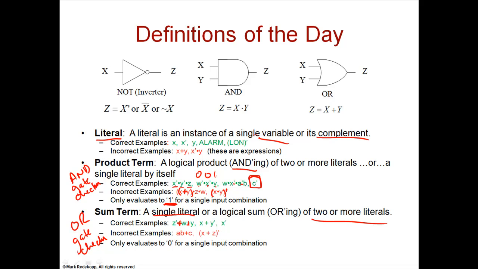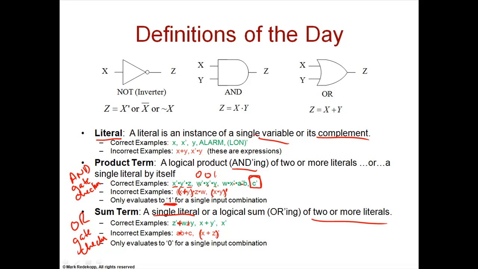What's not a sum term is a and b or c. Just borrowing from normal arithmetic notation, if we don't show the product, it's implied. Two variables just written next to each other implies the product of those. And so that AND means that it's no longer a sum term. We can only do an OR operation.